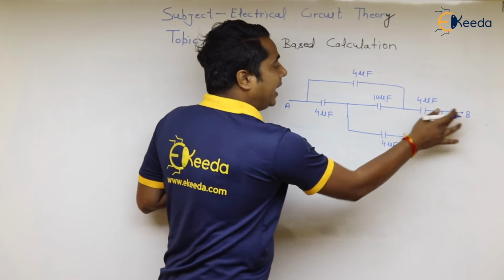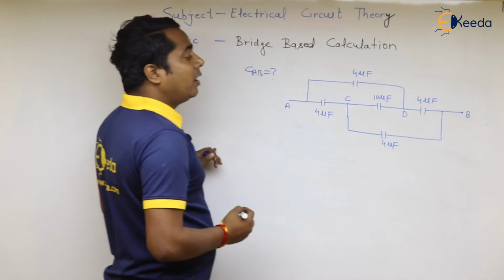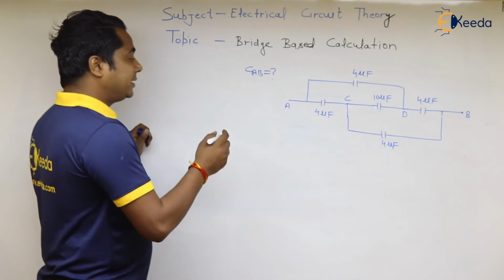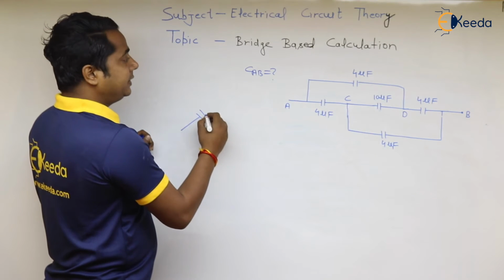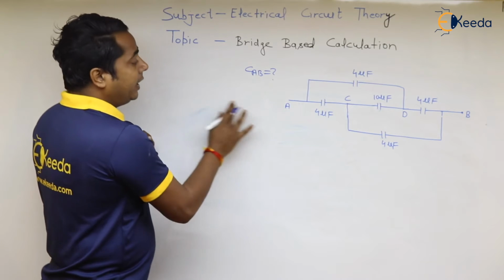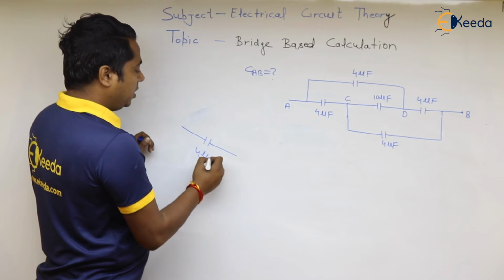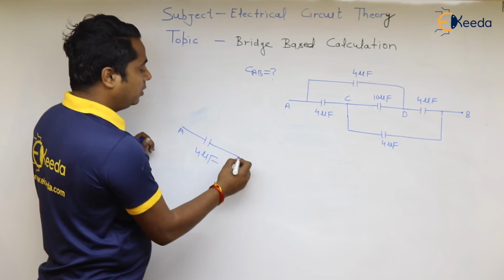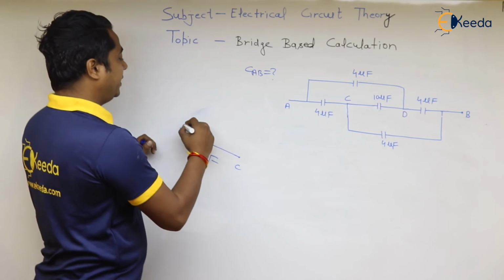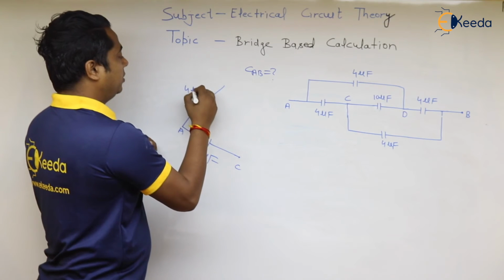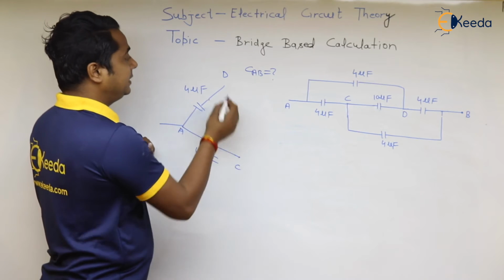So A, B, and we will name the other points C and D. On the basis of these 4 points, we will elaborate this circuit. A and C are connected through 4 microfarad. A and D are also connected through 4 microfarad. This is A, this is C, this is D.